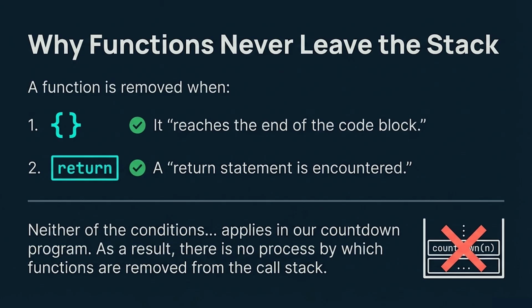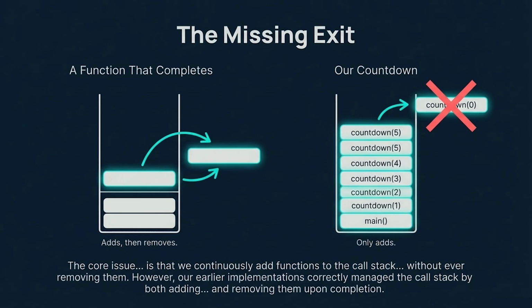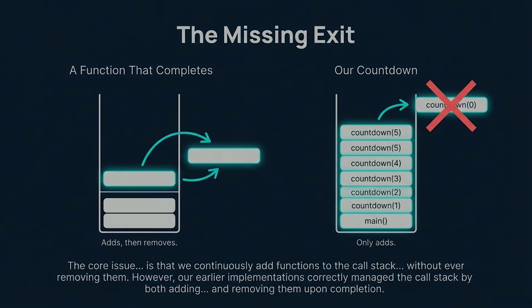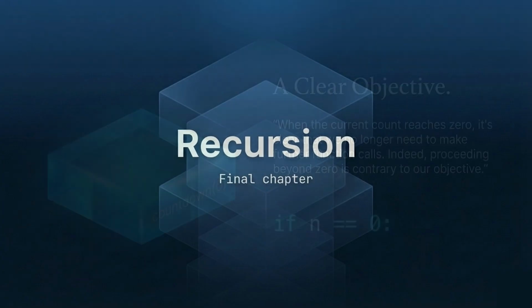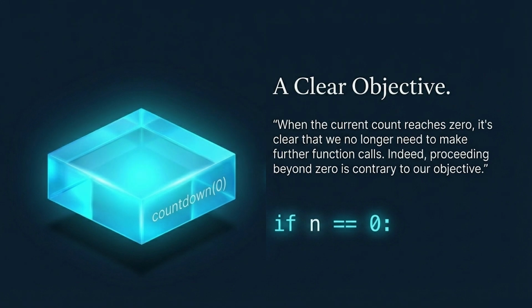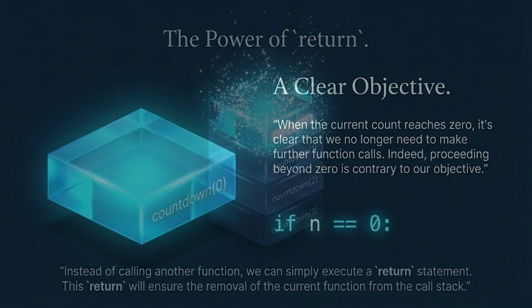Neither of the conditions described above applies in our current countdown program. As a result, there is no process by which functions are removed from the call stack during execution. Consequently, the only action performed on the call stack is the continuous accommodation of new function calls. In our countdown program, we don't wish for the count to go below 0 or towards negative values. When the current count reaches 0, it's clear that we no longer need to make further function calls. Indeed, proceeding beyond 0 is contrary to our objective.